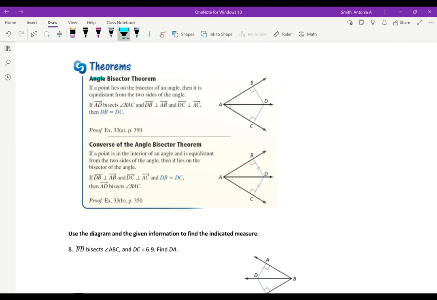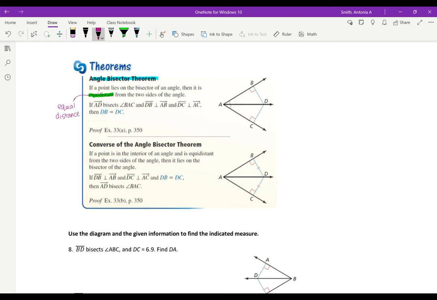Our angle bisector theorem. The angle bisector theorem says that if a point lies on the bisector of an angle, then it is equidistant from the two sides of the angle. What the heck does that mean? New vocabulary word here. Equidistant. Equidistance means equal distance.